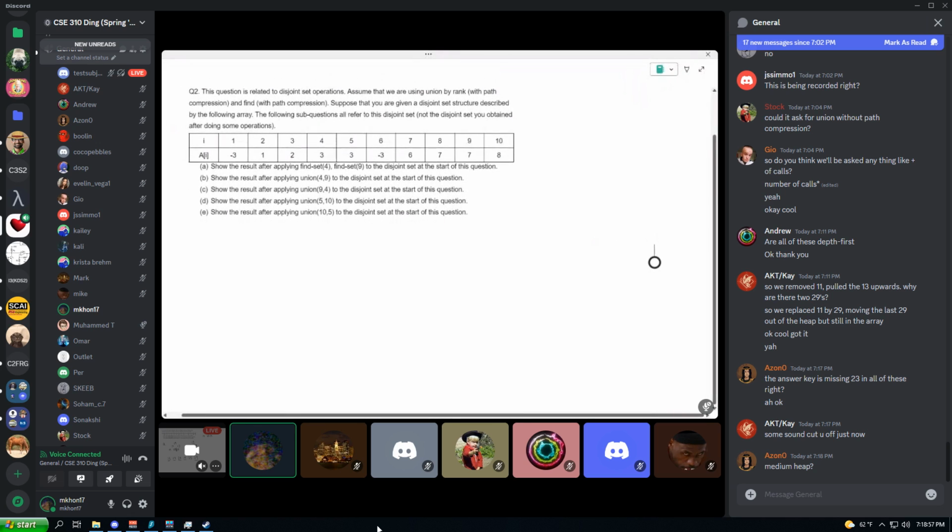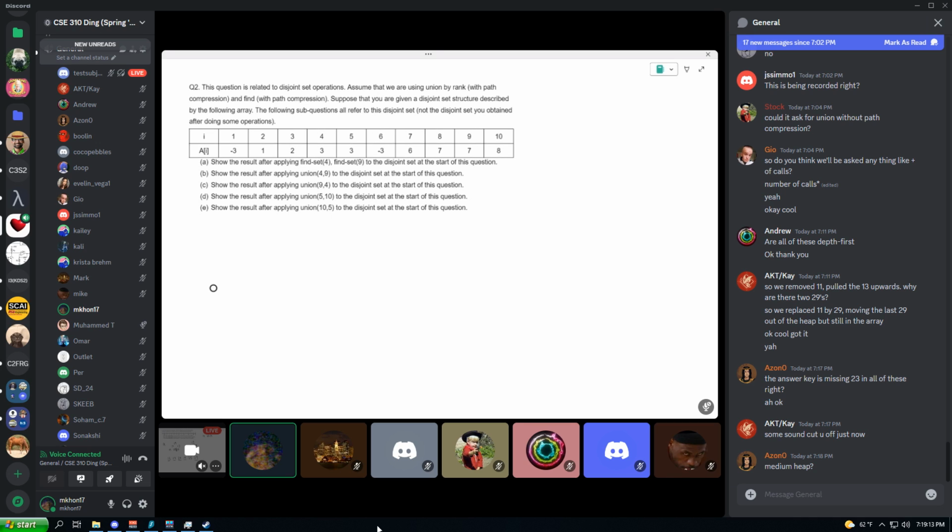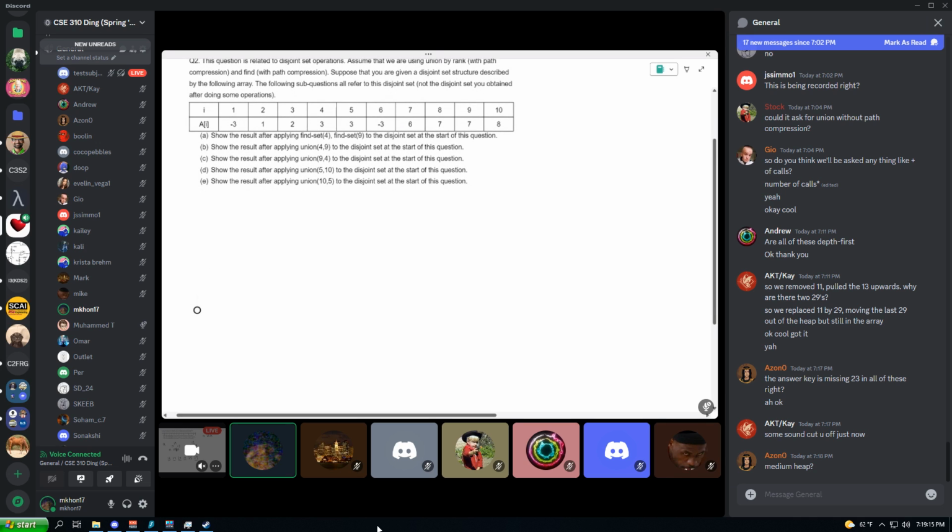So here we go. We got disjoint sets, right? Assume we're using path compression with everything. All right, that's fine. So we are given a disjoint set structure with this array. Okay, and then we have some sub-questions to answer with this. So before I even look at said sub-questions, first off, I'm going to convert that array to a tree, right?